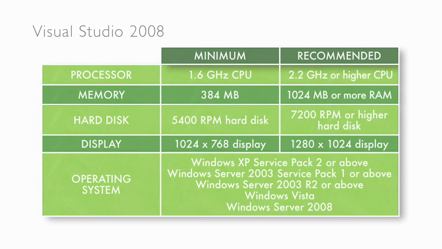Recommended, your processor should be 2.2 GHz or higher. Your memory, 1024 megabytes or more. Hard disk, 7,200 RPM, and your display should be 1280 by 1024. Visual Studio 2008 supports a variety of operating systems such as Windows XP, Windows Server 2003, and Windows Vista. We also support Windows Server Edition 2008.